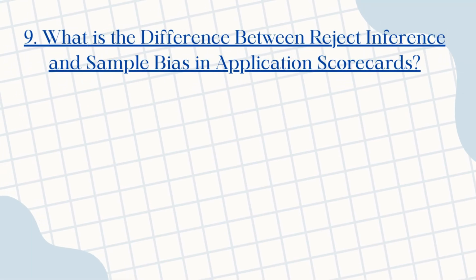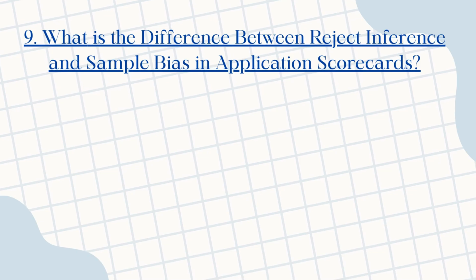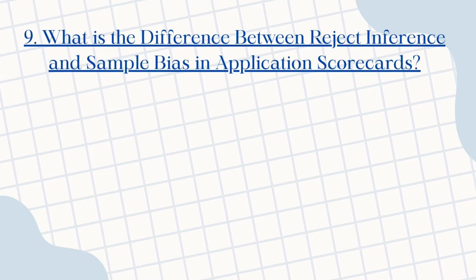Next question is, what is the difference between reject inference and sample bias in application scorecards? Here the interviewer wants to evaluate your knowledge of real-world challenge in application modeling. The interviewer wants to know if you can deal with the lack of outcome data for rejected applicants, which is a very critical issue in scorecard development.